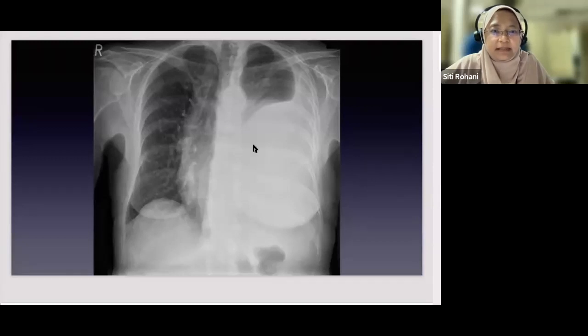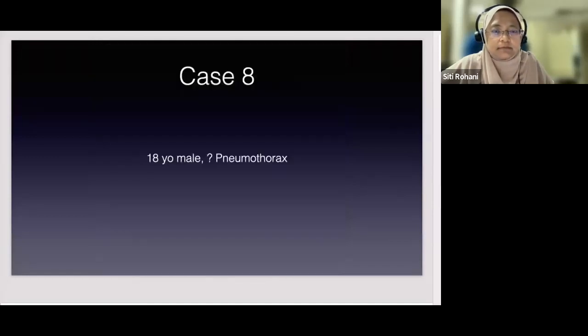We can see there's mass effect onto the airway. The airway is shifted, so this is not volume loss, it's volume expansion in the pleural space that causes the shifting of the trachea and the mediastinum to the contralateral side. So this is caused by a massive left-sided pleural effusion.